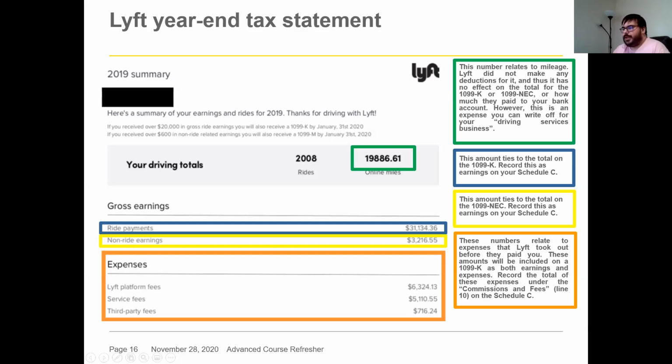So that's what they report here. And then they usually have a section that calls out all of the expenses that they charge. So these amounts, you would deduct them as commissions and fees on a Schedule C, and they are deductible. They are reported within the gross amount of the 1099-K, so you would deduct them.